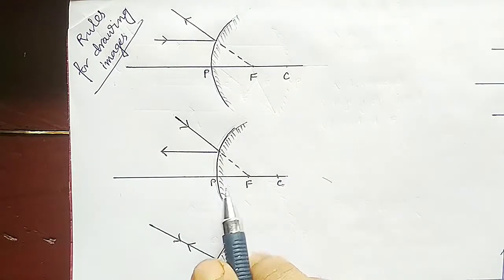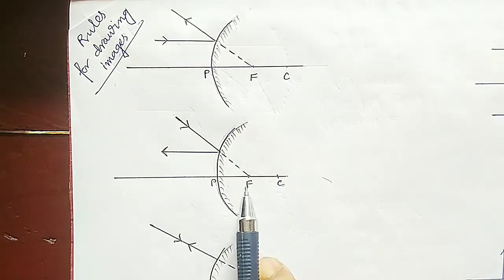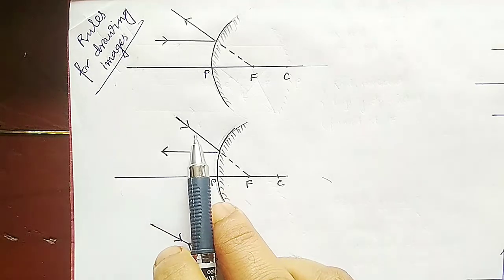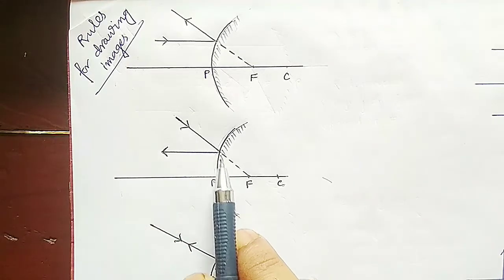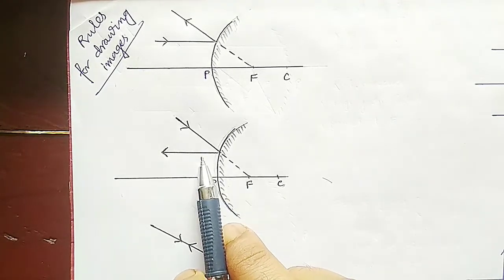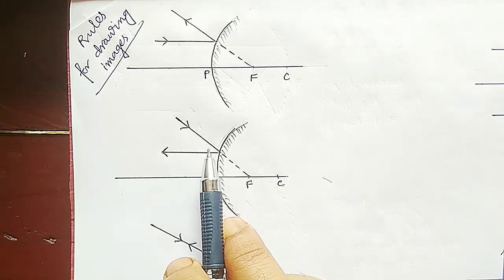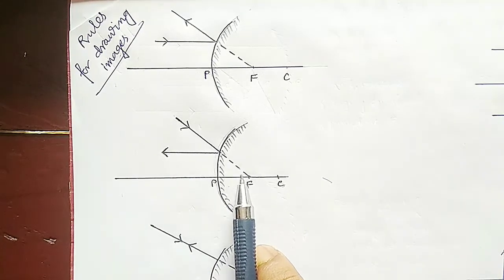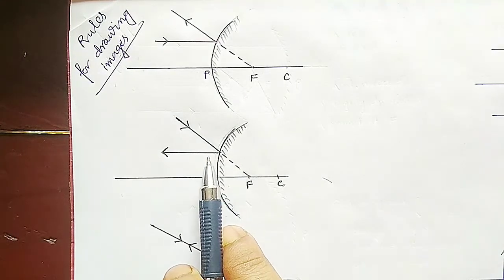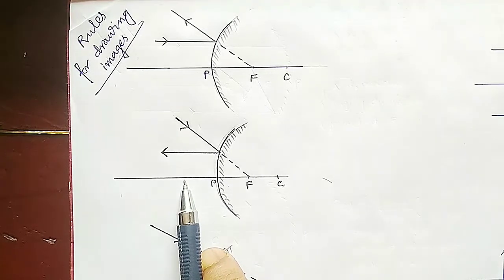Now rule number 2, any ray of light which travels along the direction of the principal focus. In this case, this is the principal focus, this is the center of curvature, this is the pole. So any ray of light which travels in the direction of the principal focus, after reflection will travel parallel to the principal axis of the mirror. So here this ray is approaching the mirror in the direction of the principal focus. After striking the mirror at this point, it will reflect in such a way that the reflected ray will become parallel to the principal axis. This is rule number 2.